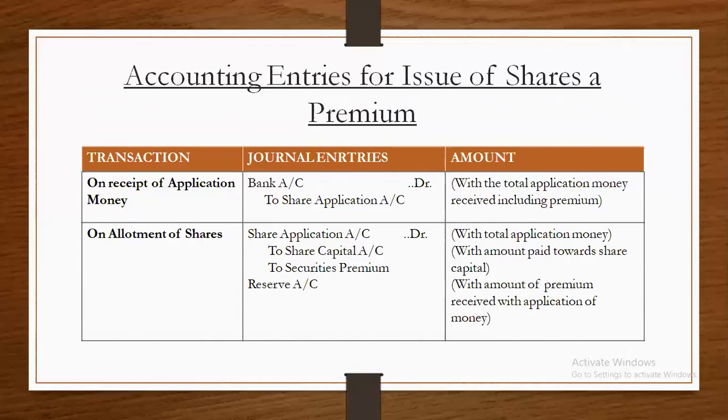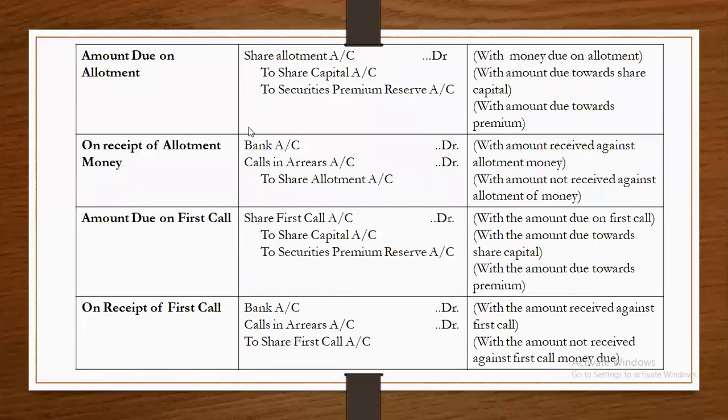When the allotment is due, the journal entry will be share allotment account debit to share capital account, to security premium reserve account. When the allotment money is received, our journal entry will be bank account debit to share allotment account. But if there is any arrear, then in that case the journal entry will be bank account debit, calls in arrear account debit, to share allotment account.